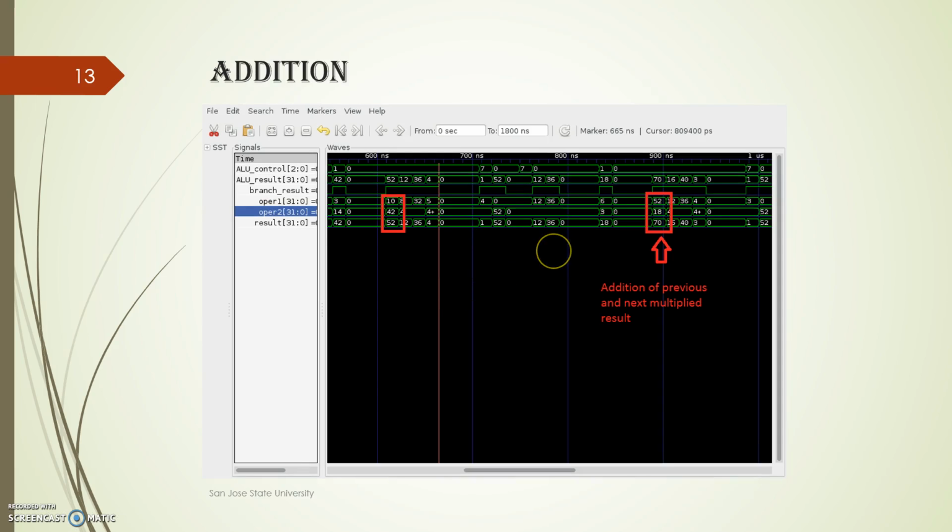Addition. After the multiplication of each corresponding element of the two vectors is done, the results are then added correspondingly, and finally the sum is saved in the result vector again.